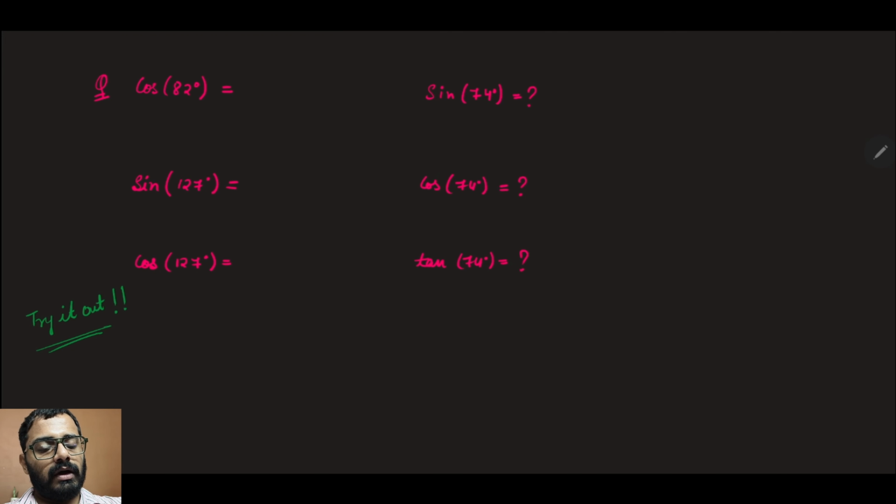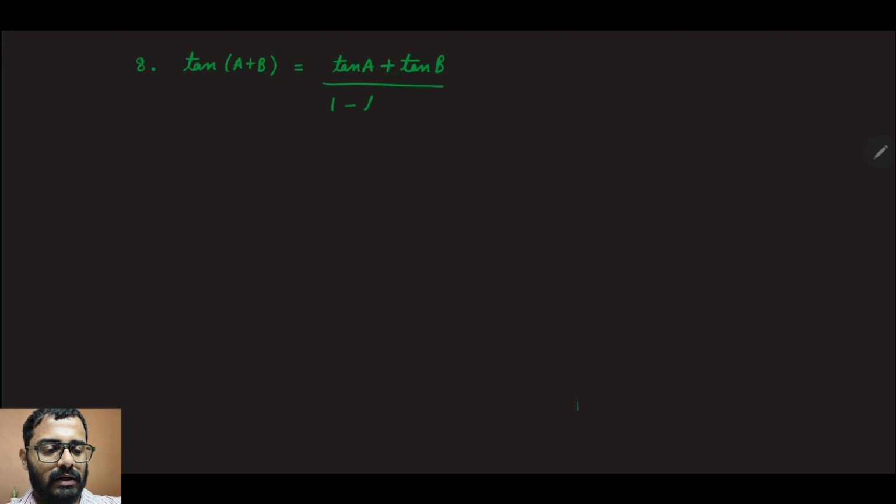Okay, after that we will continue the identities we were writing. Now the next identity, the eighth identity, will be tan of A plus B. If tan of A plus B is there, then it will become tan A plus tan B divided by 1 minus tan A tan B, right?